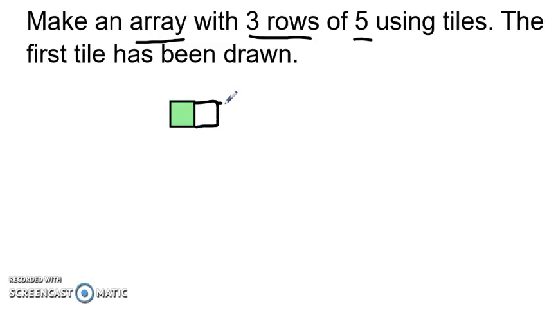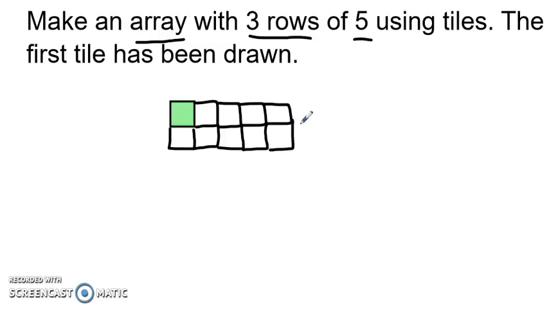So there's 2, 3, 4, 5. Doing my best to keep them all the same size. So there's 1 row. Now I'm going to do my second row of 5. So there's 1, 2, 3, 4, 5. And then I need 1 more row of 5.